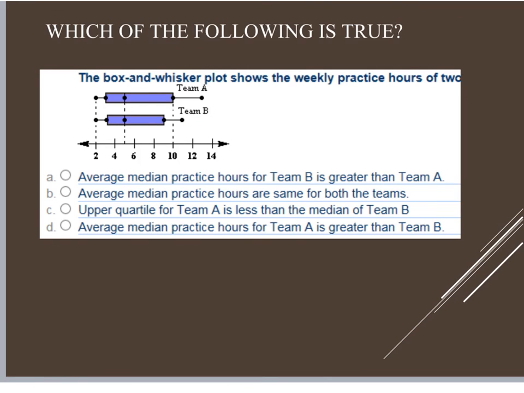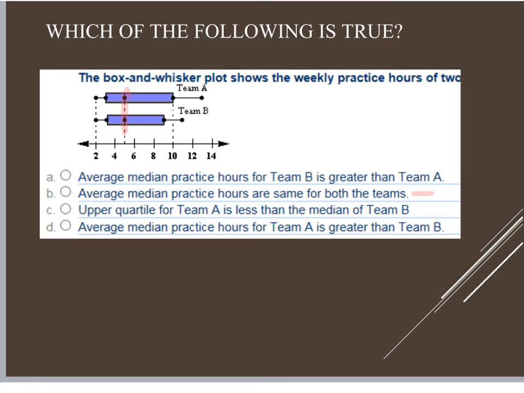Now our last example here says we have a box and whisker plot that shows weekly practice hours of 2 different teams. If we read through this, it says the average median practice hours for team B is greater than team A. I would say that that is not true because if I look at the medians, those are going to be right here and they look to be about the same. Average median practice hours are the same for both teams. That has some possibility.